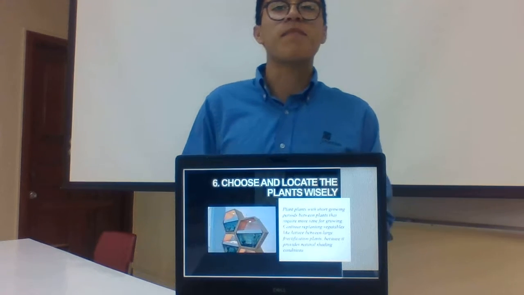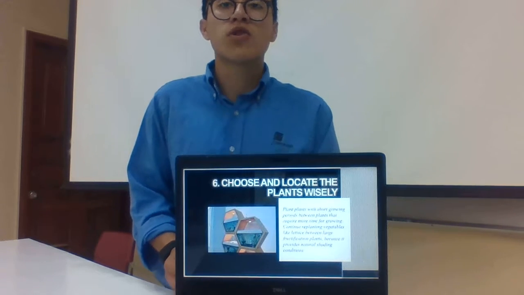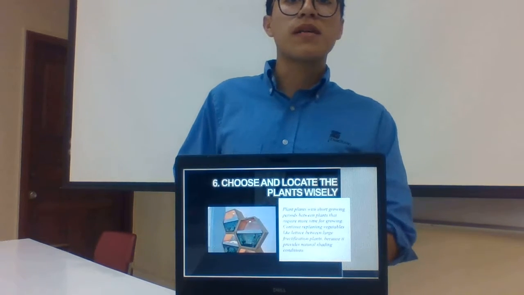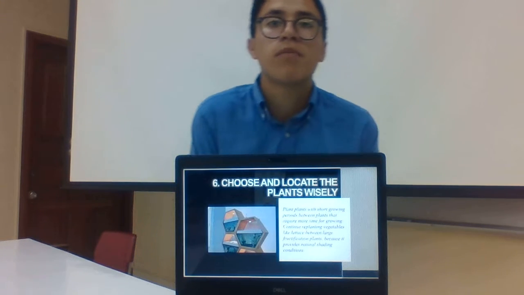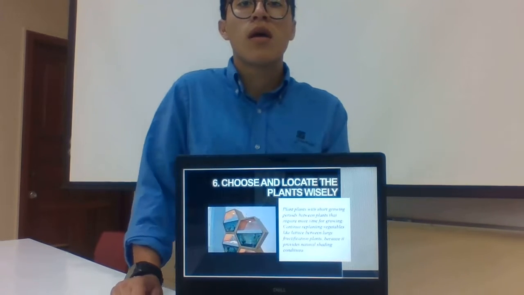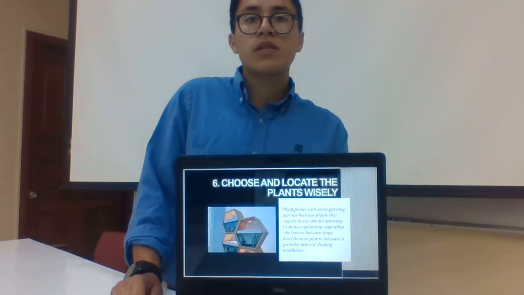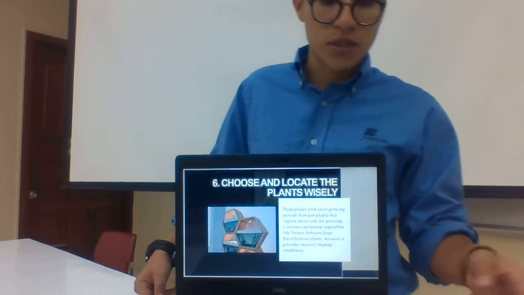Choose and locate the plants wisely. Plants with short growing periods go between plants that require more time to grow. Continue replanting vegetables like lettuce between large fruiting plants because it provides natural shading conditions.